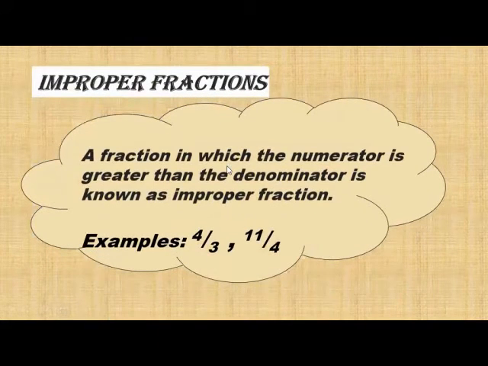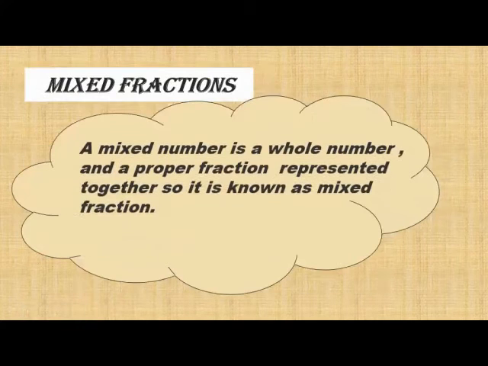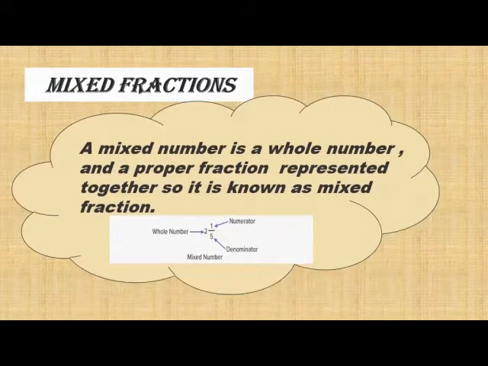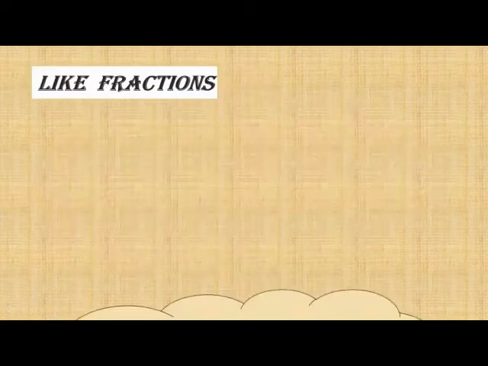Another type is improper fraction, in which the denominator is less than the numerator. The numerator is greater than the denominator, which means these fractions are known as improper fractions. Now move to another type, which is mixed fraction. In a mixed fraction, a whole number and a proper fraction make a mixed fraction. 2 is a whole number, 1 is the numerator, 5 is the denominator. These fractions are known as mixed fractions.